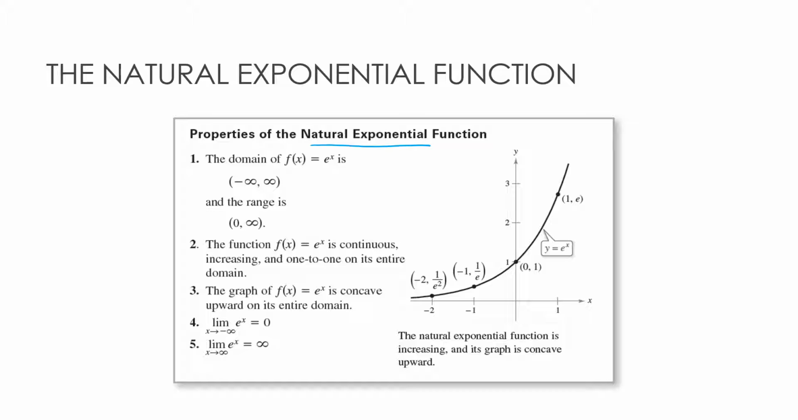So the domain is any value that we want to put in there, all real numbers. The range is that you're not going to get a negative value, so 0 up to infinity. It's continuous, it's increasing, and it's 1 to 1, which of course means it has an inverse, and we already know that the inverse is the natural log function. It's concave down over its entire domain. As I go to the left, it approaches 0, which we can see from our graph here, and as I go to the right, it approaches infinity.